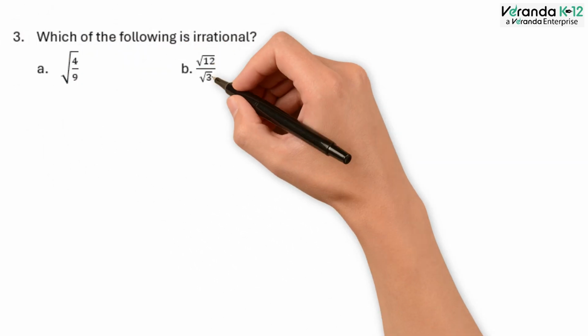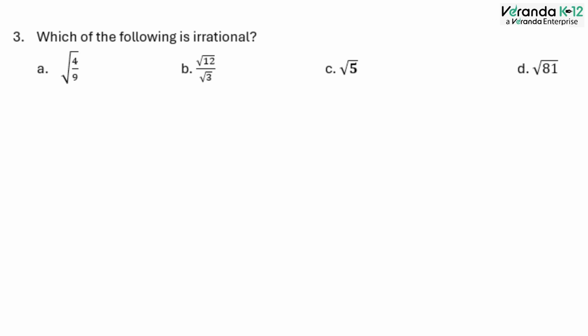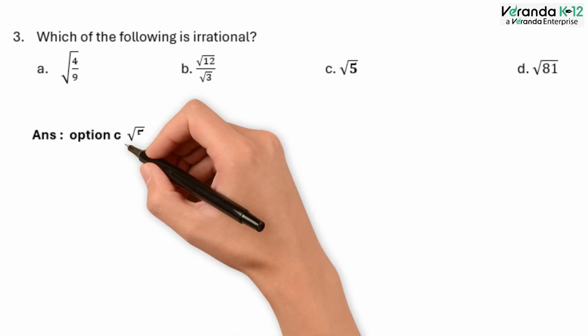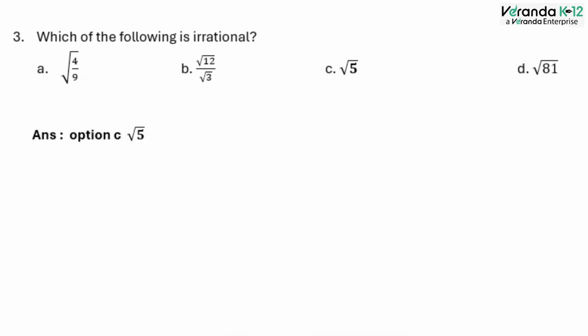Third question. Which of the following is irrational? Option A, √(4/9); option B, √(12/3); option C, √5; option D, √81. On solving, all other options give a rational number except option C, √5, which is an irrational number. So the answer is option C, √5.